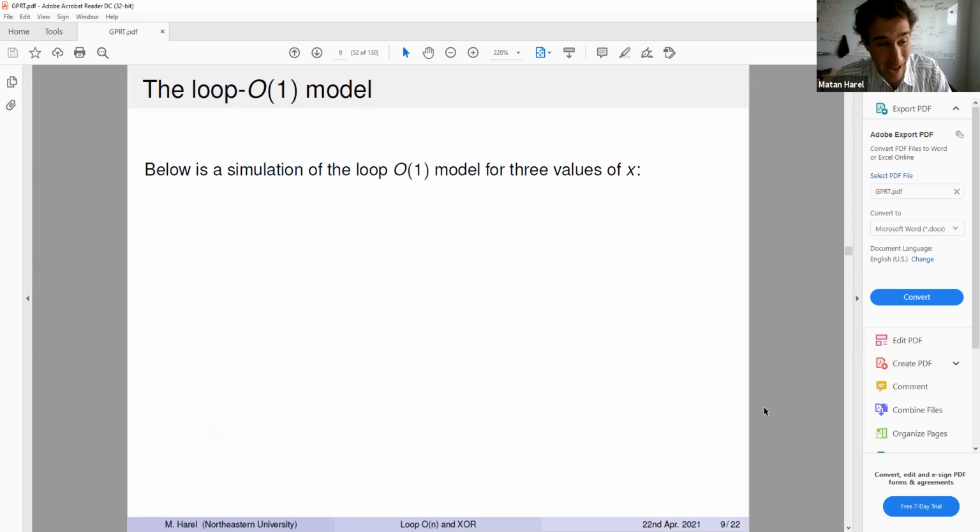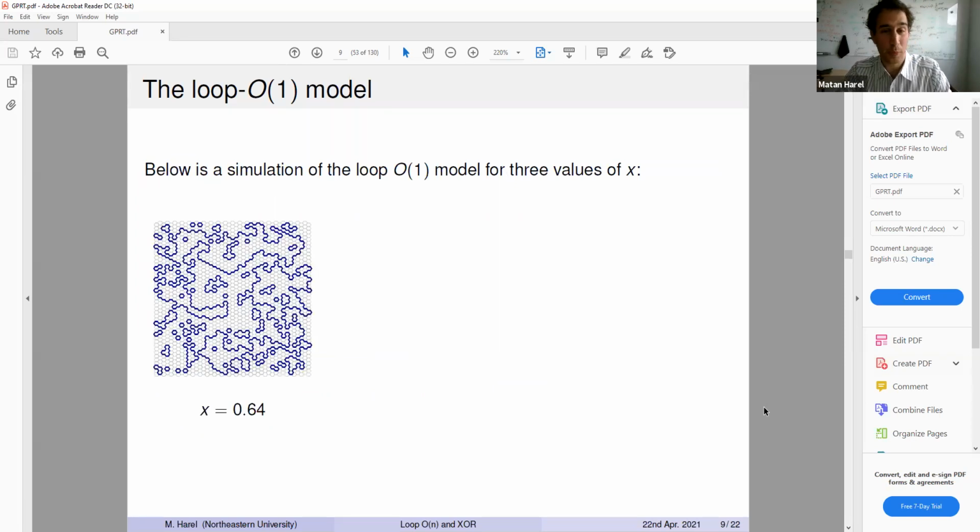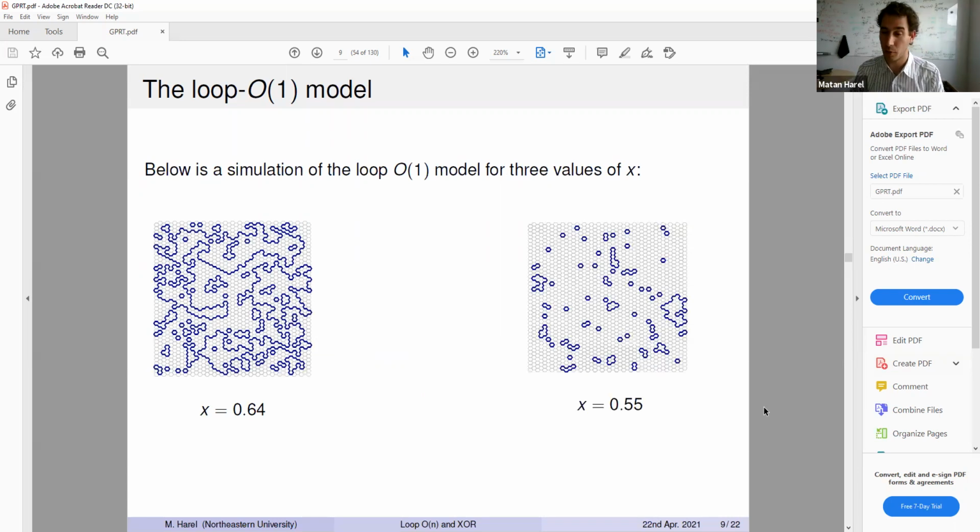So I want to sample the loop O1 model for a couple of values. Here is the loop O1 model at x equals 0.6. And I'd like to argue, and I don't know if you'll agree with me, that this doesn't look very different from the uniform loop model that we saw before. It's long loops, it's convoluted. Nice. Here's the model at x equals 0.55.